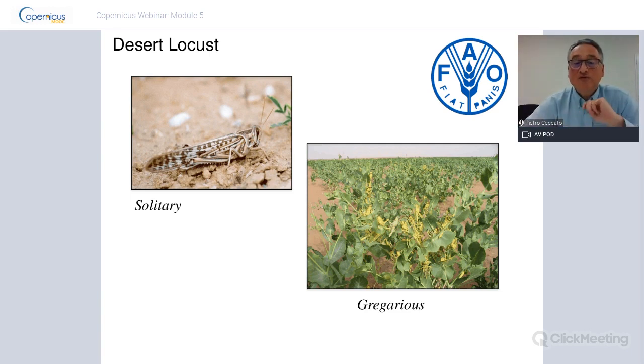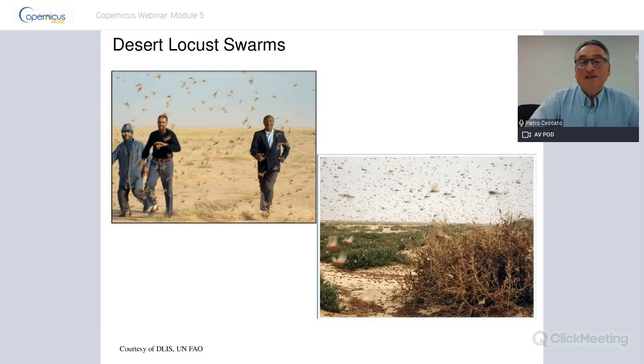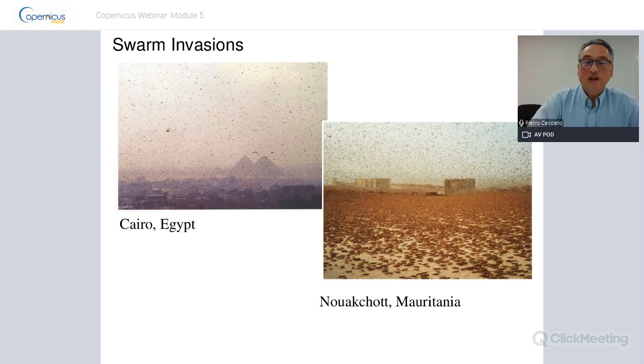It doesn't produce any harm. But when we have good conditions in terms of rain, and then you have the presence of vegetation, the locusts gather to eat the vegetation, and by touching each other, they change behavior, they change color, they become yellow, and so they become gregarious. And when they are gregarious, they start forming swarms that will leave the desert and attack the crops in the different regions. Here, this is Cairo in Egypt in 2004, Mauritania, 1989.